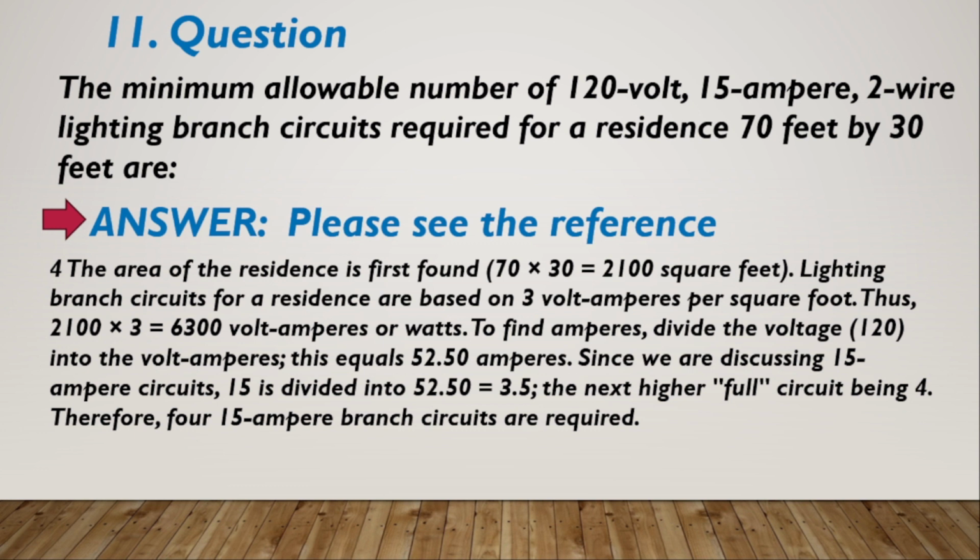Question number 11. The minimum allowable number of 120 volt 15 ampere 2-wire lighting branch circuits required for a residence 70 feet by 30 feet are? Please see the reference.